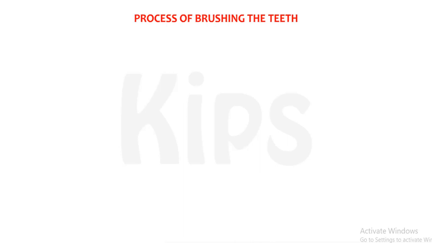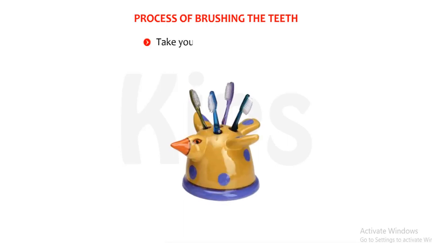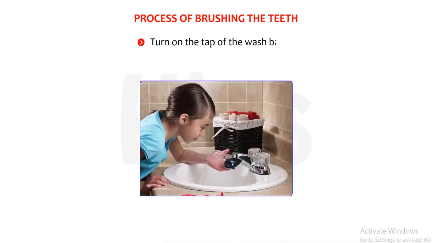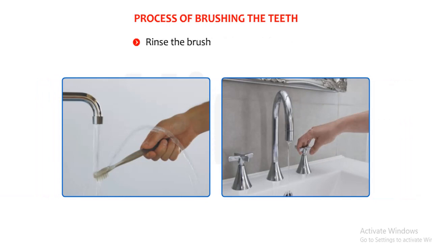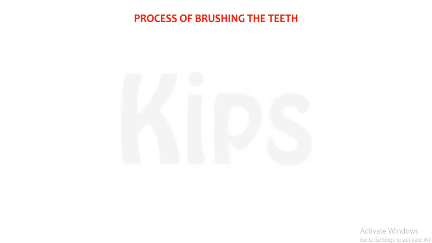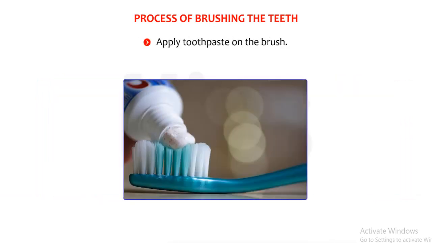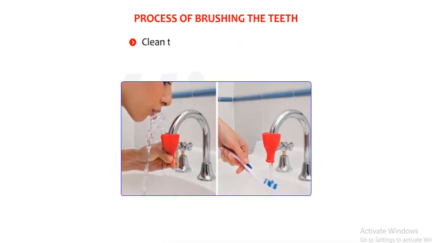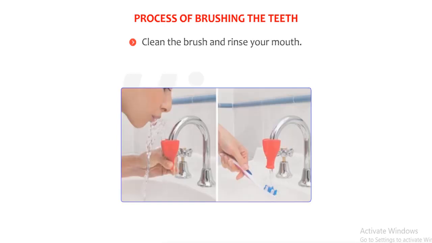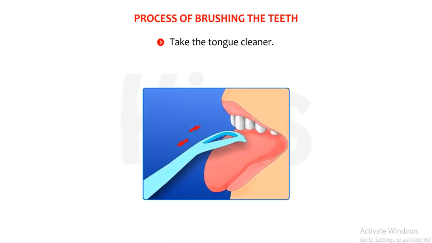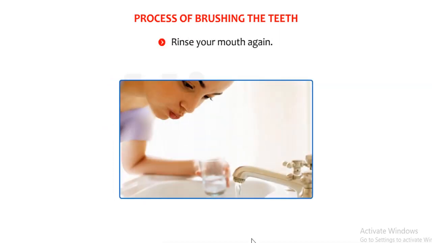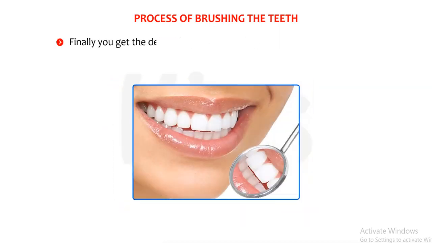We will see. First one, take your brush from the shelf. Turn on the tap of the wash basin. Rinse the brush and turn off the tap. Apply toothpaste on the brush. Start brushing your teeth. Clean the brush and rinse your mouth. Take the tongue cleaner. Clean your tongue. Rinse your mouth again. Finally, you get the desired result.